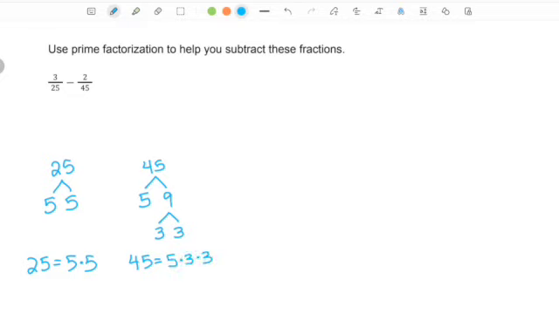Now, the first thing I'm going to do with my subtraction problem is rewrite both fractions, but write the denominator in our prime factored form. So the first one becomes 3 over 25. I'm going to write that 25 as 5 times 5. And my second fraction, 2/45, I'm going to write it as 2 over 5 times 3 times 3.